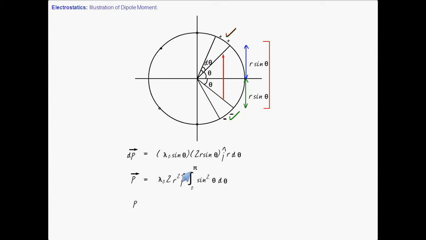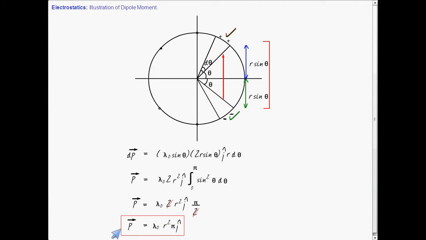Now the rest is quite simple. Lambda naught 2r square j cap integral of sine square theta d theta between 0 and pi. The value of the integral comes out to be this much, and therefore the dipole moment is this, pointing in the y direction.